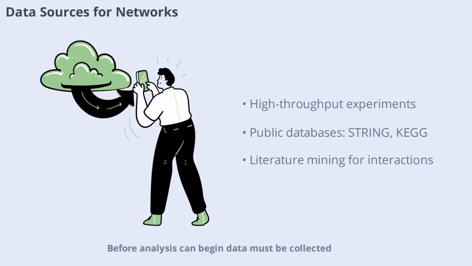Before analysis can begin, data must be collected. Biological network data comes from a variety of sources, including high-throughput experiments like DNA sequencing, proteomics, and metabolomics. Public databases such as STRING, BioGRID, and KEGG provide curated interaction data. Researchers also use literature mining to extract relationships from scientific publications. The quality and completeness of the data are critical, as errors or gaps can lead to misleading conclusions. Careful data collection and validation are the foundation of reliable network analysis.